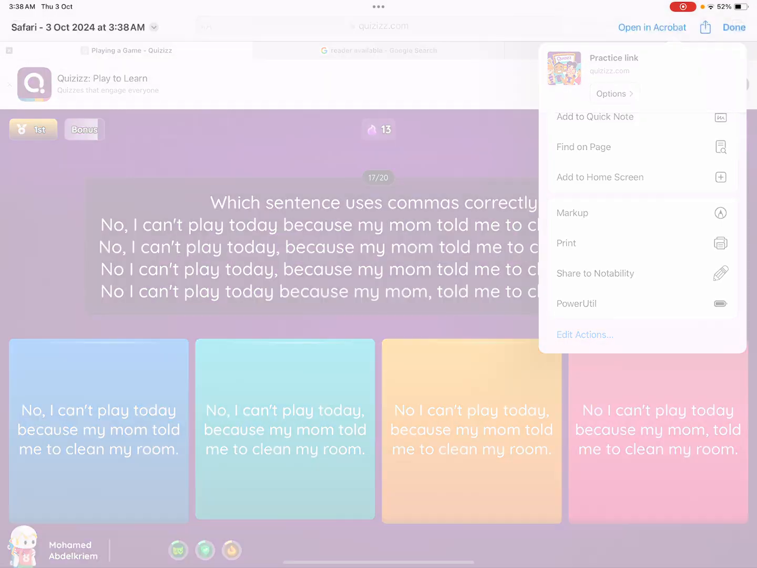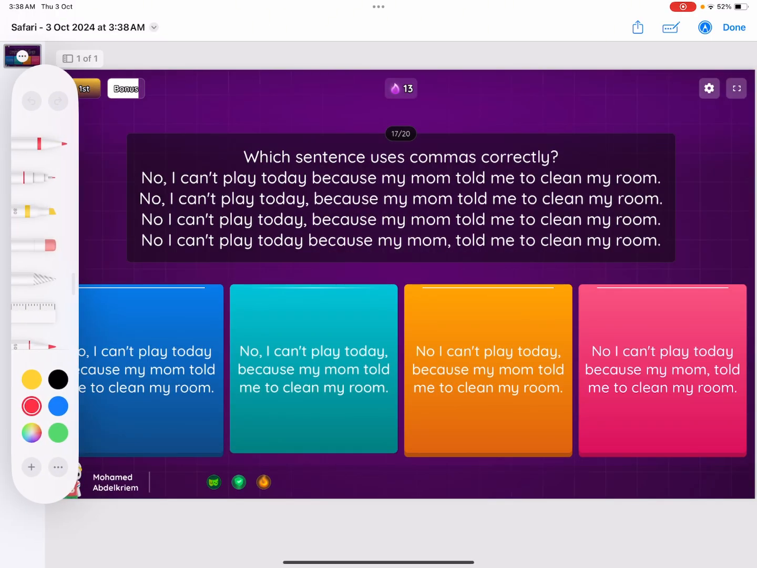All right, number 17. Which sentence uses commas correctly? Let's check it out. First of all, if you remember when we discussed the uses of the commas, no here is an intro phrase, so you must use a comma after no because it's an intro phrase. So it's either this one or this one. This one is wrong because we do not use a comma here.